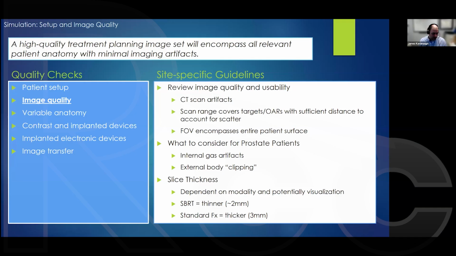And this, for us, at least comes down to the modality that we're treating. So if we're doing an SBRT, thinner slices, 2 millimeters is our standard. Standard fractionation, 3 millimeters, a little bit larger slices, helps a little bit with the efficiency of dose calculation, reduces some scan time, a lot less data to transfer.